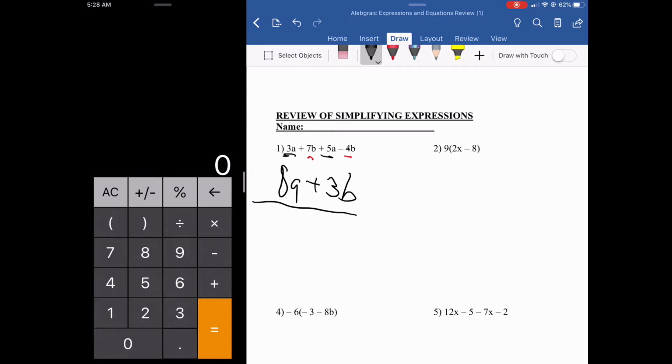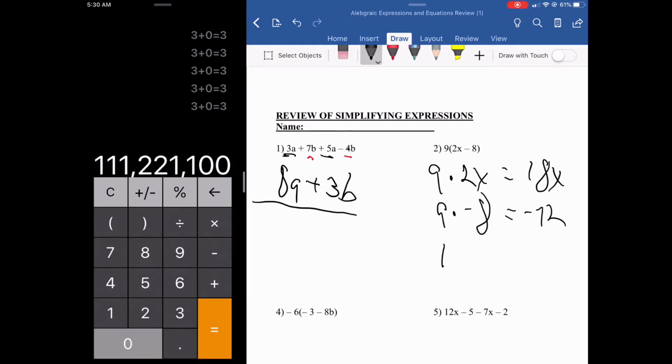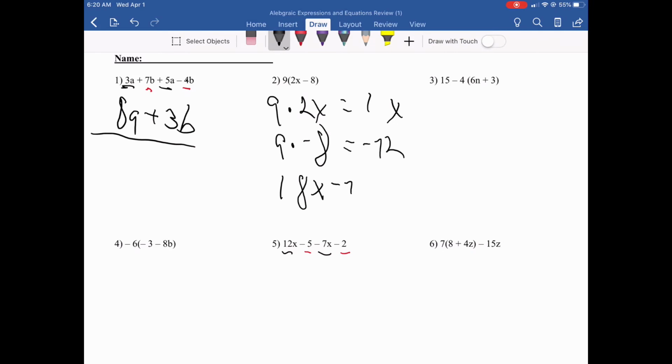9, the parentheses mean times. So the parentheses is saying, this is like saying 9 times 2x, 9 times negative 8. 9 times 2x, 18x. 9 times negative 8 equals negative 72. So the answer is 18x negative 72. Okay, number 3.